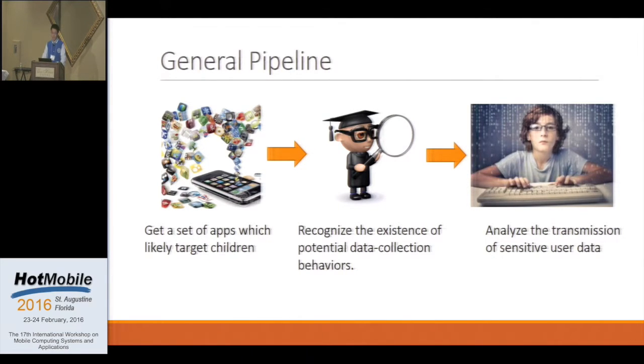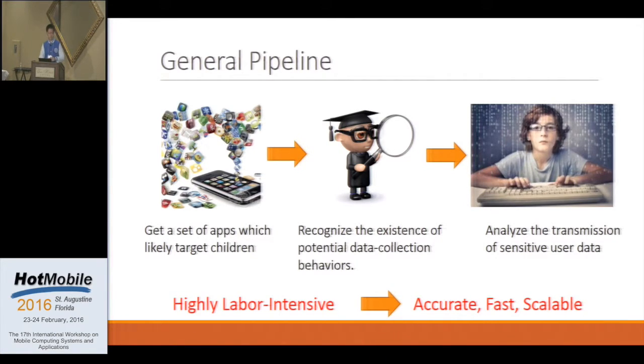Finally, we should analyze the transmission of the sensitive data when the app is launching. So the FTC staff write code to analyze the network traffic to complete this step. Generally, the method utilized by the FTC is quite comprehensive, but it is rather labor-intensive. So it will severely limit how many apps can be inspected at once and how often the survey can be conducted. So our long-term goal is to improve the accuracy, speed, and scalability of these processes.